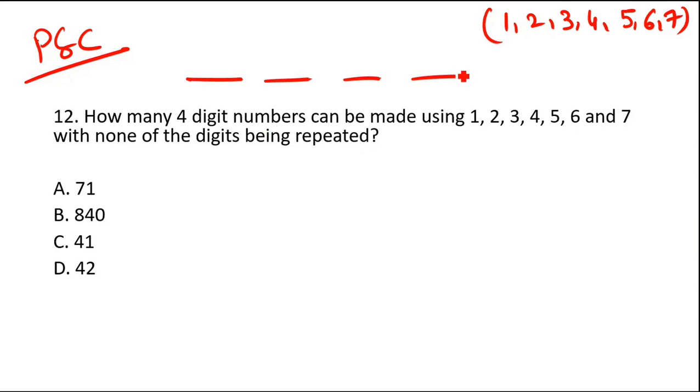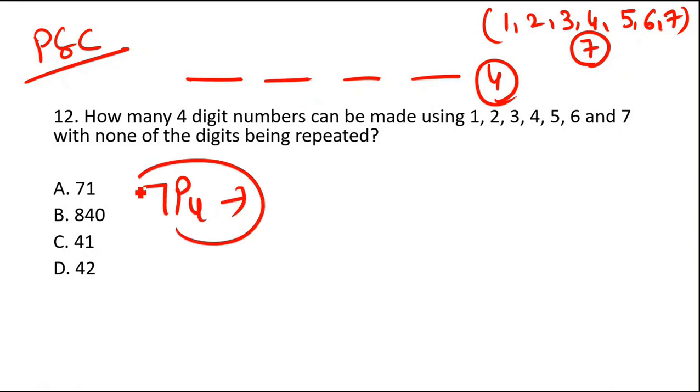So how many places do you have? You have 4 places here. How many digits do you have? You have 7 digits. So 7 digits in 4 places. Actually, with respect to the calculation of 7p4, you can answer it directly. 7p4 means 7 into 6 into 5 into 4.